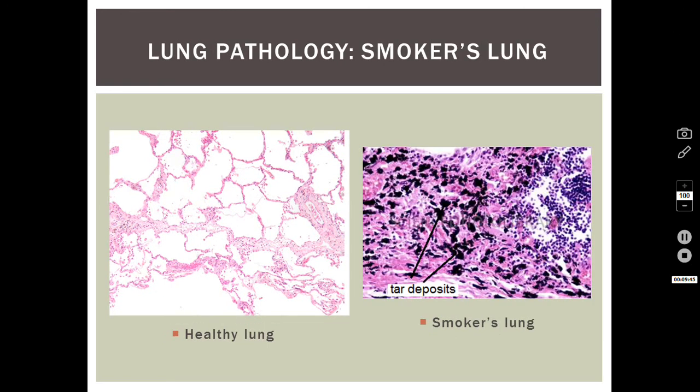And then if we were to look at a smoker's lung, again, here is our healthy lung tissue, and here is a smoker's lung with those lovely little black deposits of tar. So if that doesn't make you stop smoking, boy, I don't know what would, because that's really not very pretty. So hopefully that helps clarify some of the respiratory histology.